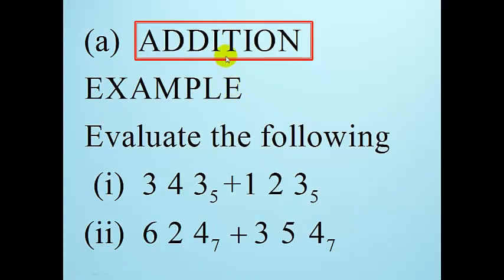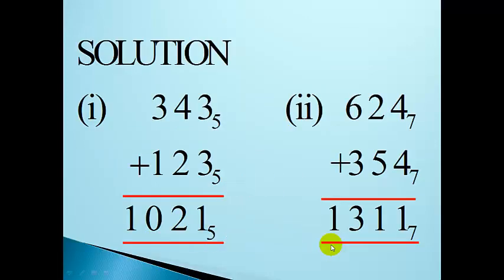Now let's look at addition. Example: evaluate the following. I, 343 base 5 plus 123 base 5. II, 624 base 7 plus 354 base 7. Now let's look at the solution.